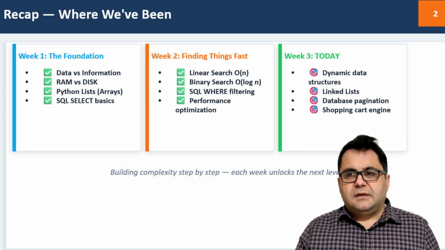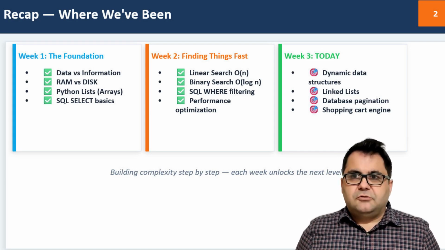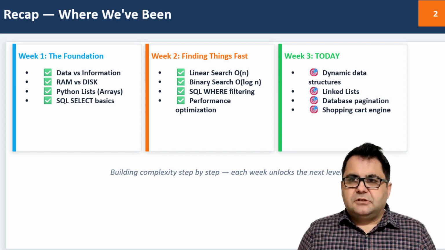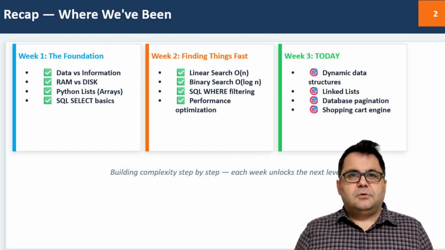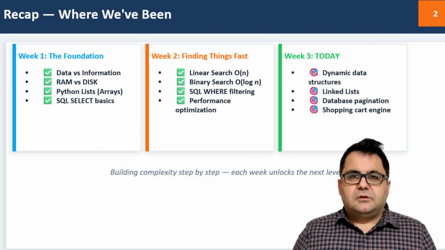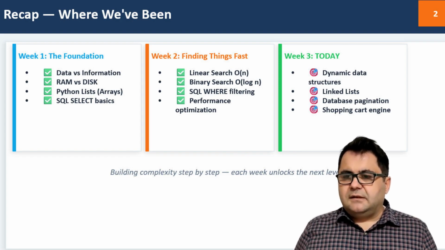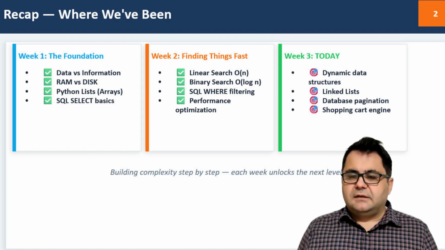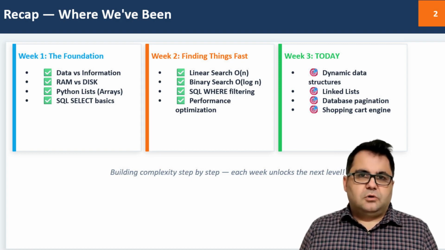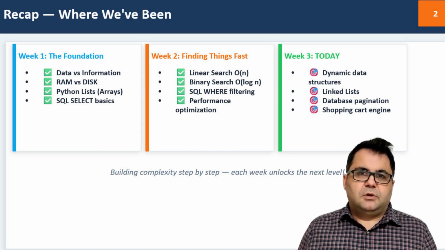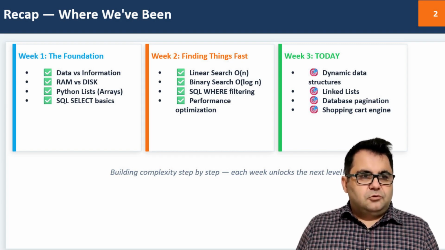Week 1, we laid the foundation, learned about data versus information, RAM versus disk, how Python lists work in memory, and basic SQL select queries. Week 2, we focused on finding things fast, compared linear search, which is O(n), with binary search, which is O(log n), learned SQL where filtering, and optimized performance.